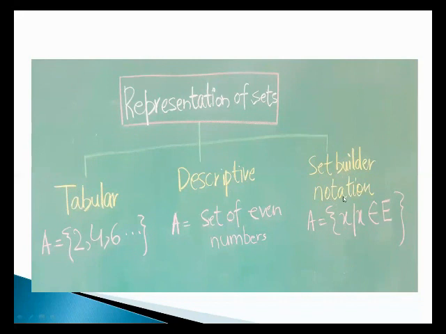The third is set builder notation. If we want to describe the same set in set builder notation, we need some symbols. So this set can be represented as A equal to set of x such that x belongs to E. Here we don't name the numbers. We show that all these numbers belong to E, because E is the set of even numbers. So we use a symbol for belongs to, and then write the name of the set.